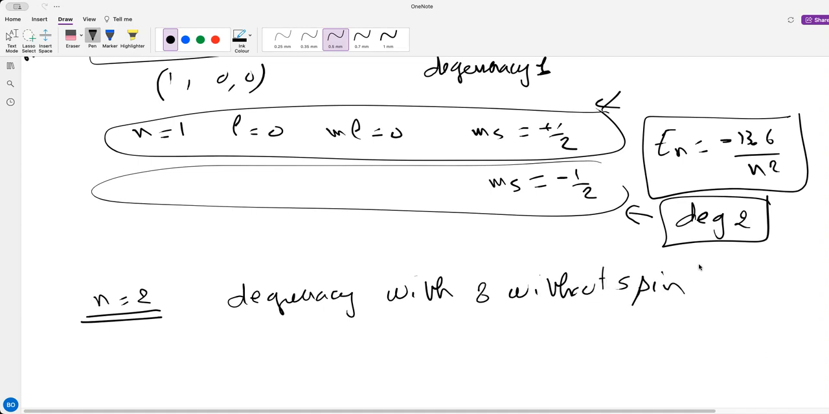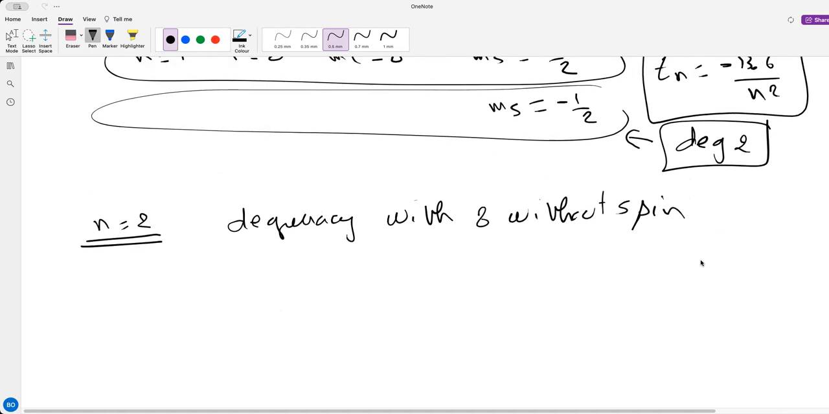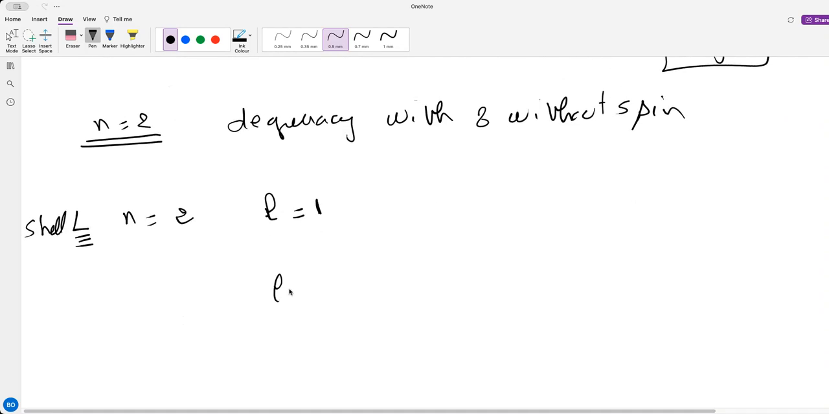By taking into account the spin, and by not taking into account the spin. Let's do it. The first thing to do: what is n equal to? It is shell L. N equal to means that L can be 1, and L can be 2, right? So ML here, you are not... what is the mistake here? L should be 0, not 2.